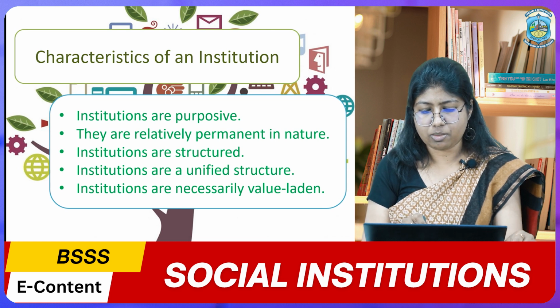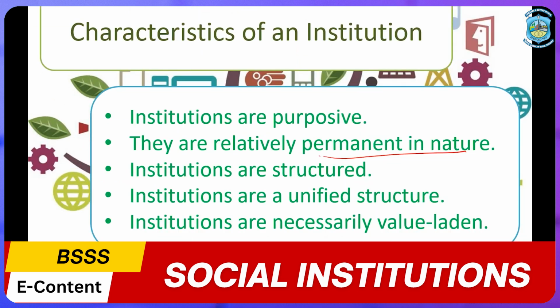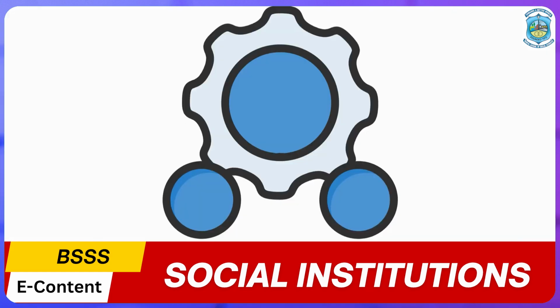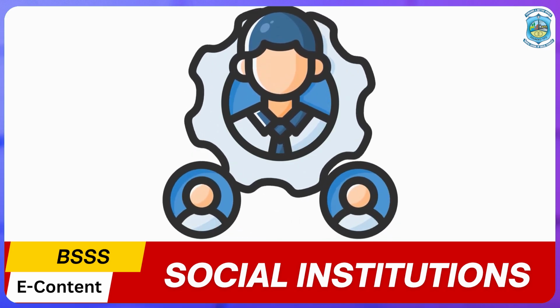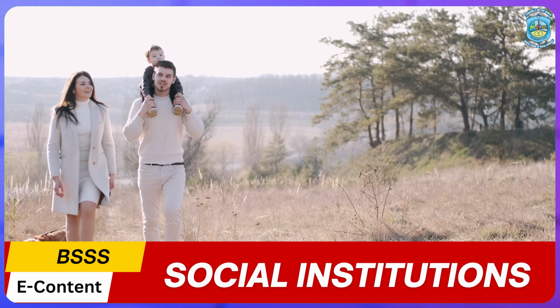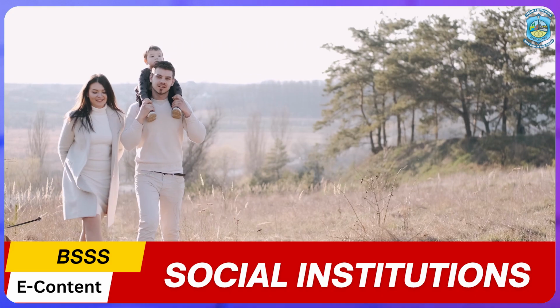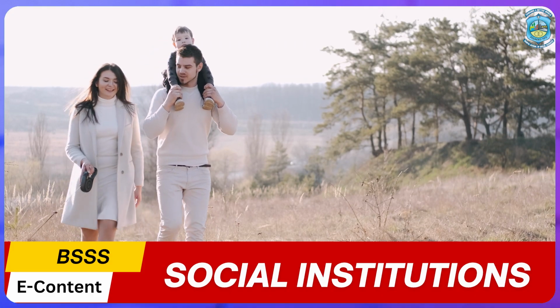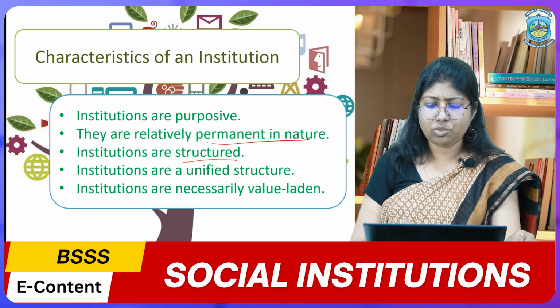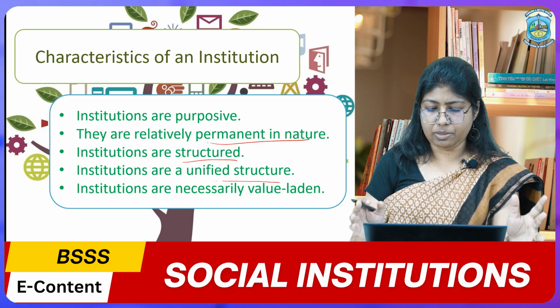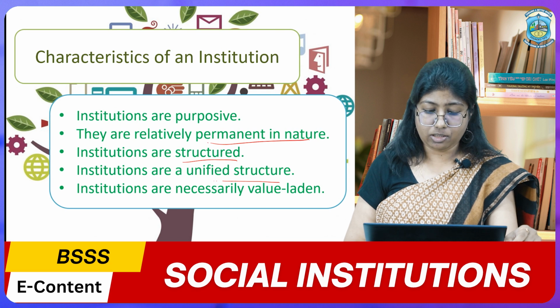These are relatively permanent in nature. They are structured. So you will be finding some structures present, like in the university, somebody as the head, then who, then who, then who. That is all clearly defined in any social institution. Similarly, in a family, the head's position, followed by whom, then whom, then whom. The structures are very well defined. Institutions are unified structures, so they are not distributed. People know what they are expected to do.